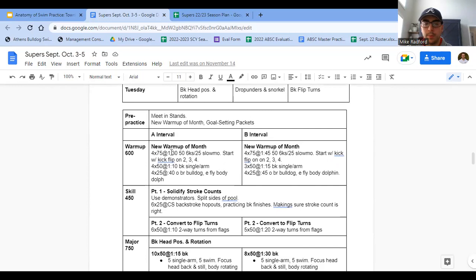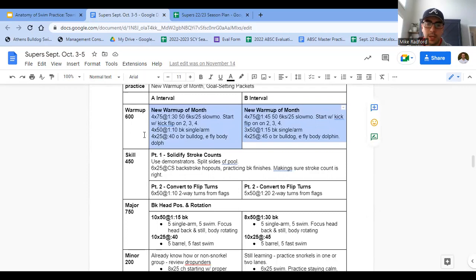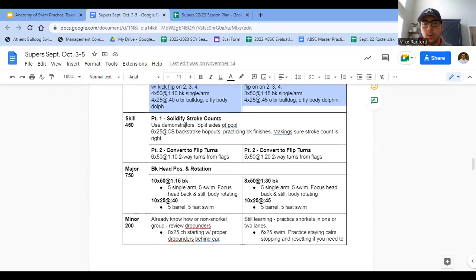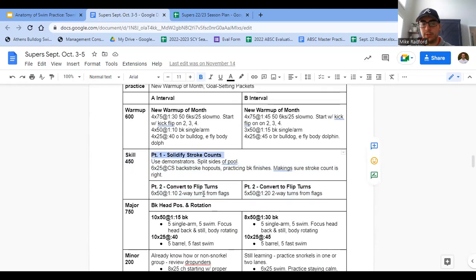So you see they've got a warm-up of the month. A interval, B interval, that's what they start with is their warm-up of the month, about 600 yards on the A group. After they finish their warm-up of the month, we go into the skill focus, which was their backstroke flip turns, right? So we started by solidifying their stroke count, making them do some backstroke finishes, and then we took the next step and put it into flip turns. And that's about 450 yards of swimming what they did there.